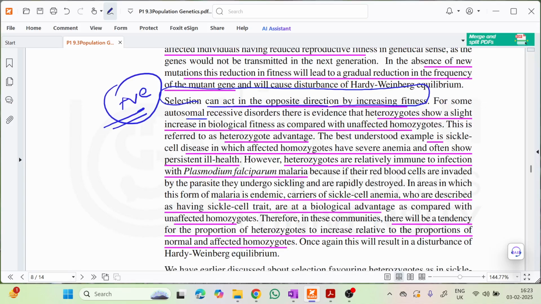So for some autosomal recessive disorders, there is evidence that heterozygotes show a slight increase in biological fitness as compared with unaffected homozygotes. This is known as heterozygous advantage. I have told you this. The best example is sickle cell disease, from the previous video, in which homozygotes have severe anemia, whereas the heterozygotes are relatively immune to infection with Plasmodium falciparum malaria. This was explained there.